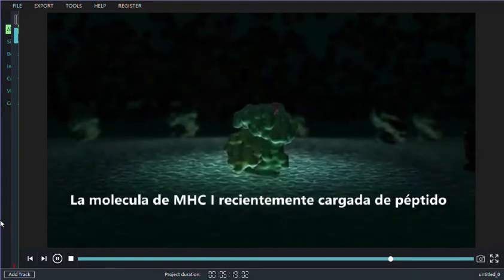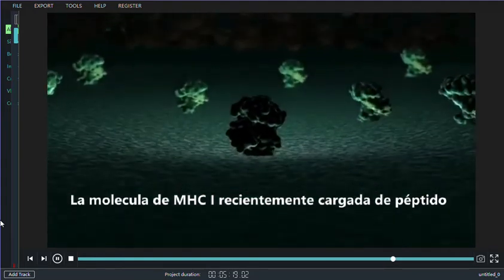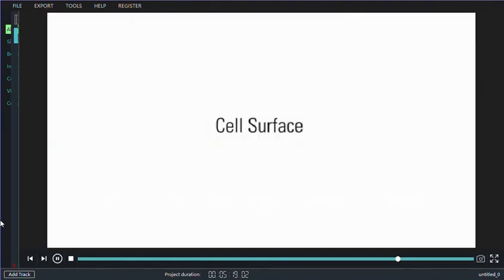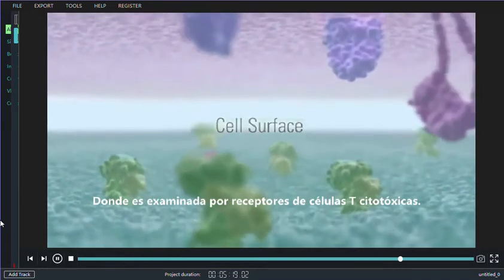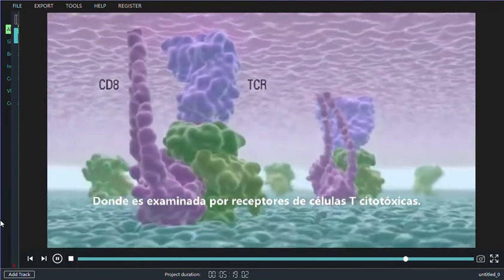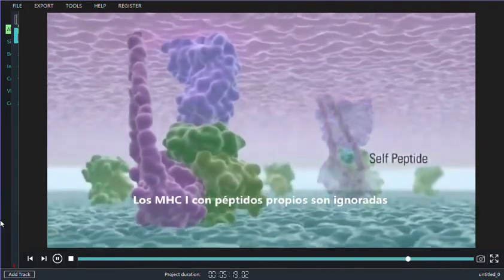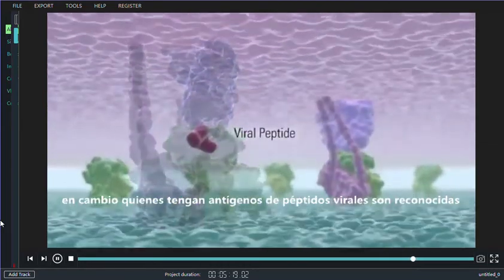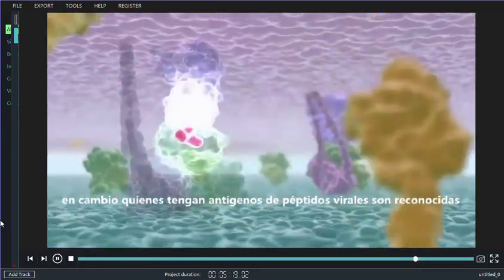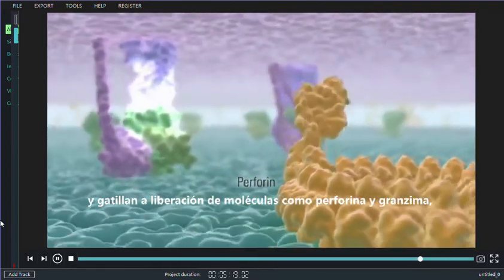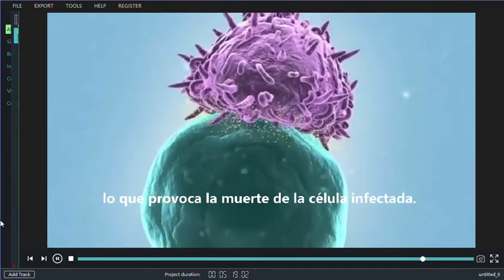The newly peptide-loaded MHC class I molecule proceeds along the cell's secretory pathway and is displayed at the surface, where it is examined by receptors on cytotoxic T cells. Class I molecules containing cell peptides are ignored, but those containing viral peptide antigens are recognized and trigger the release of molecules such as granzymes and perforin, which results in killing of the infected cell.